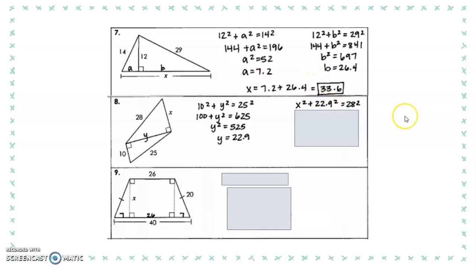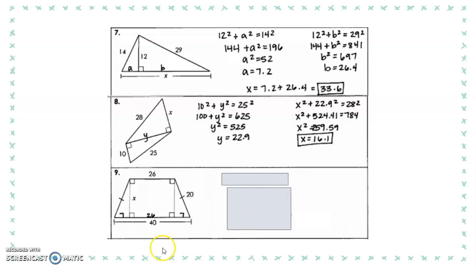So I'm going to do x squared plus 22.9 squared equals 28 squared, to find that x equals 16.1. So I had to do an extra step before I could find that x, but just using the same Pythagorean theorem with a different right triangle.